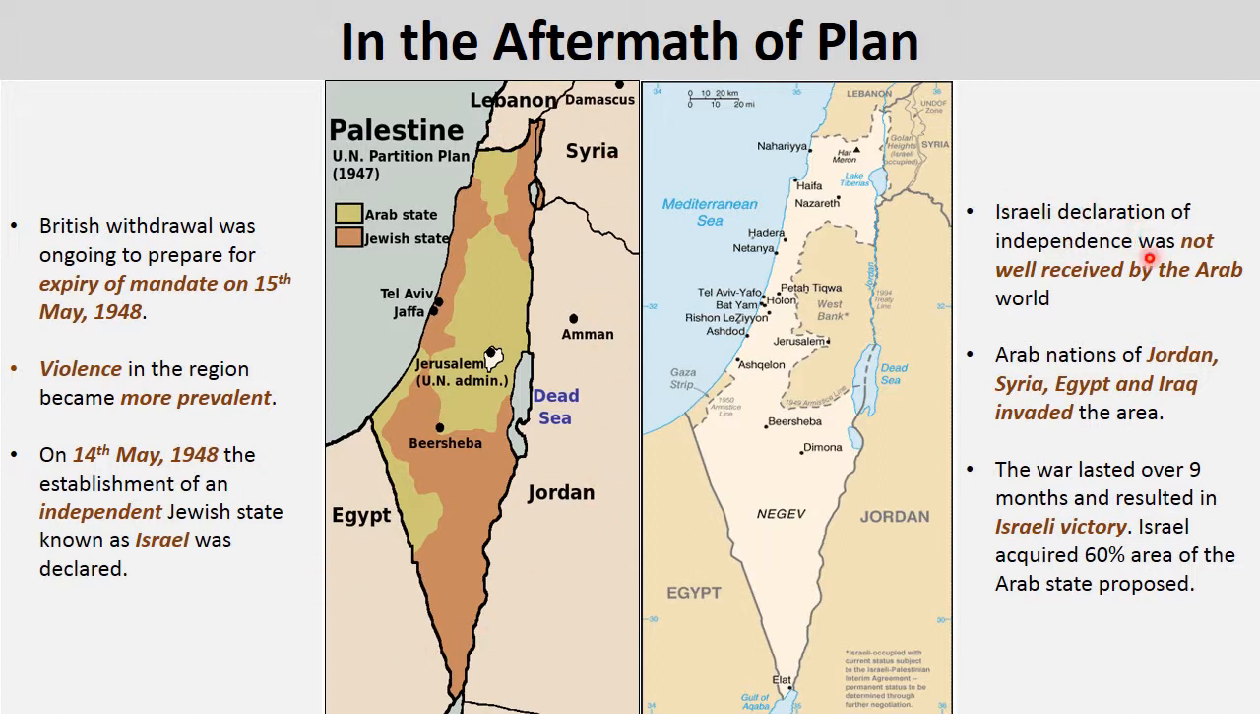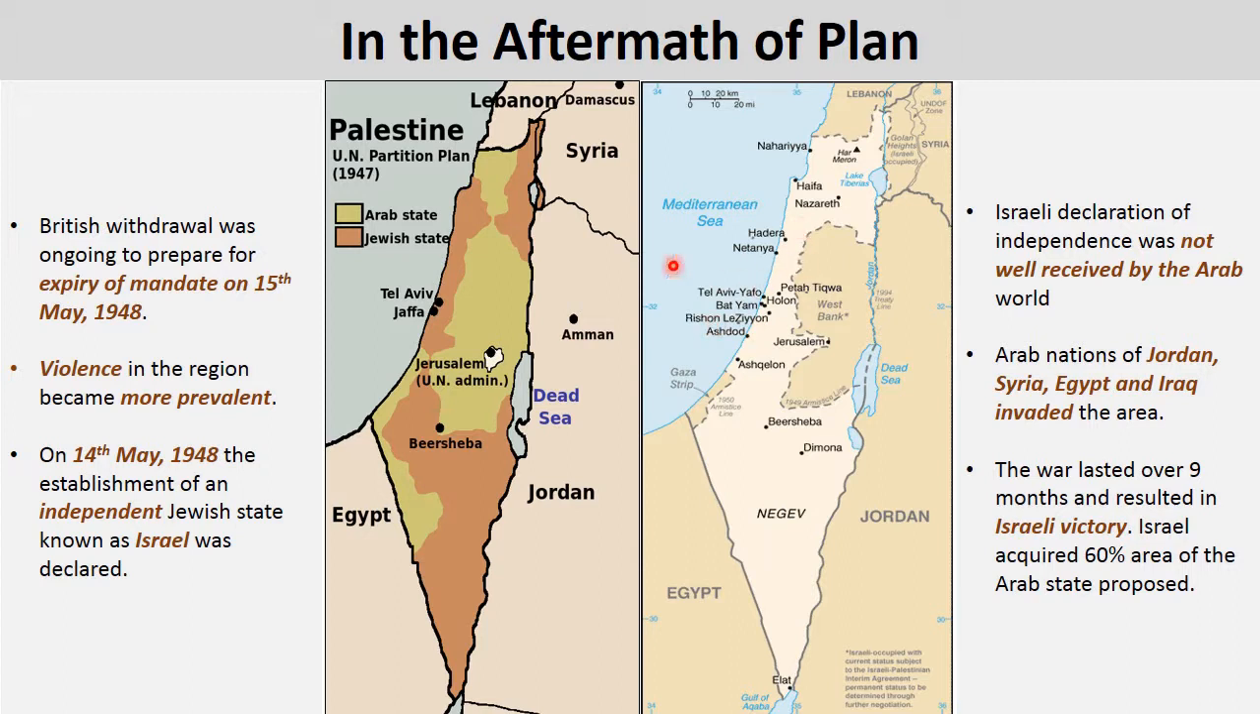Once the independence of Israel was declared, these four nations, including Iraq and other Arab states as well, were not happy with this. Okay, and of course they wouldn't be, because a new state was forming in between them, which was of a separate religion. Okay, so keeping this in mind, Jordan, Syria, Egypt, and Iraq invaded this newly formed area called Israel. Okay, this war is also known as the Arab-Israeli War, and it lasted for over 9 months. It ended with the victory of Israel.